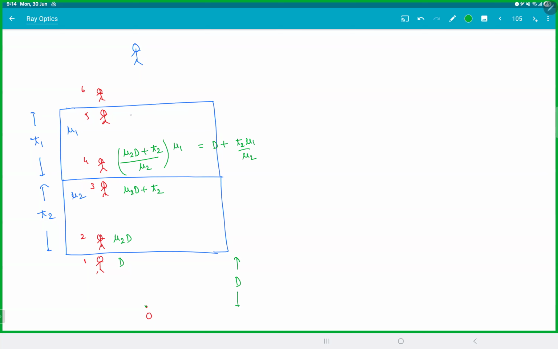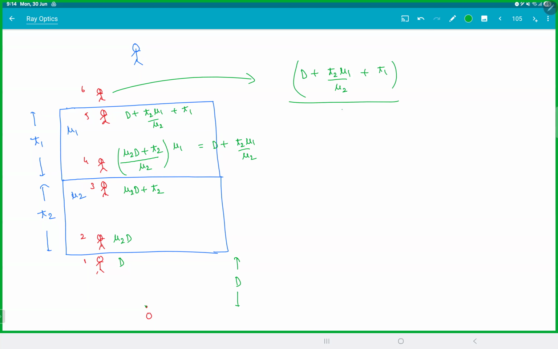Then if you ask person 5, he will say, okay, and just add up the distance: D plus T2 mu1 by mu2 plus T1. Now, if you ask person 6, he will say the object is in mu1 and I'm in air. So his formula will be D plus T2 mu1 by mu2 plus T1 by mu of the object.